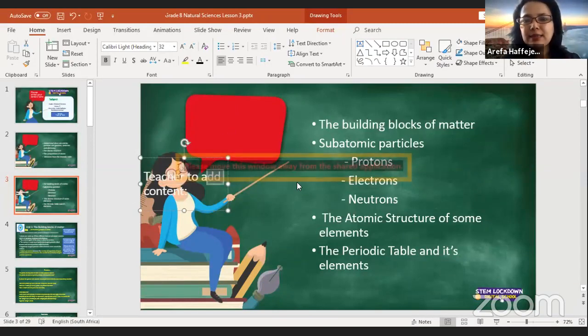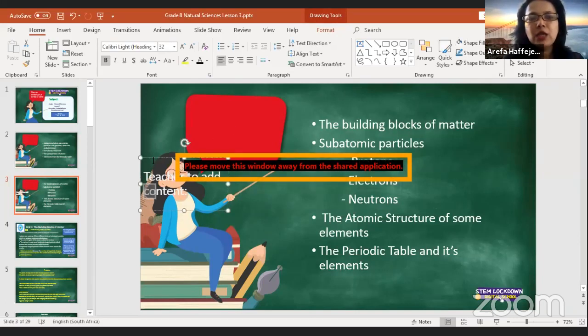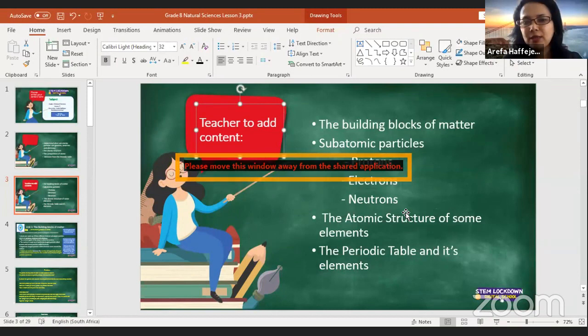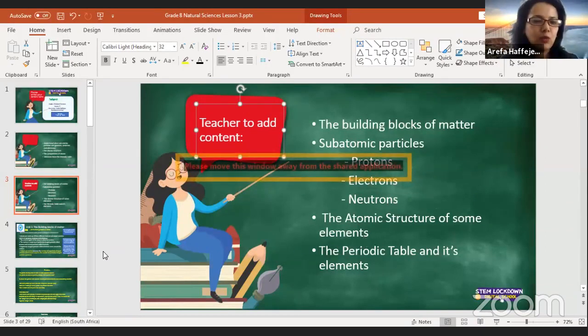The building blocks of matter are what you're going to learn at the end of this lesson: the building blocks of matter, subatomic particles, which are protons, neutrons, and electrons. In this lesson, you're going to understand what an electron is, what a neutron is. And then I'm going to explain the composition of an atomic structure for some elements. And then we're going to go into greater detail about the periodic table and what the elements are.